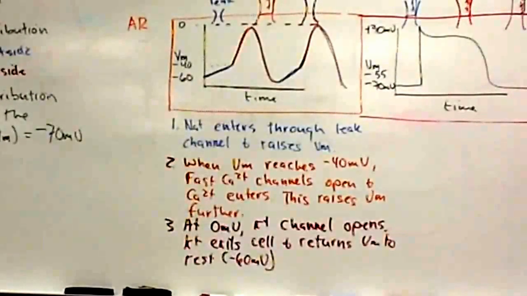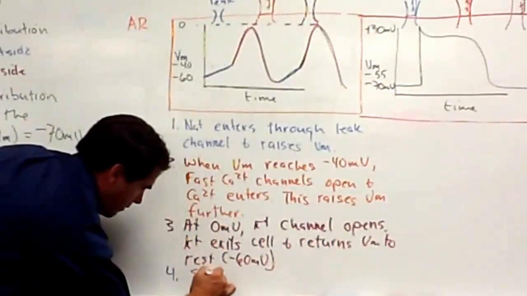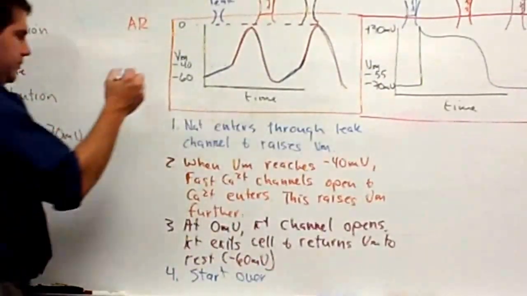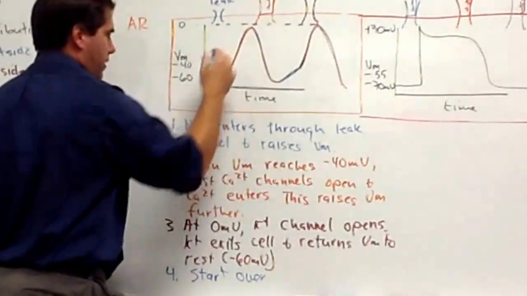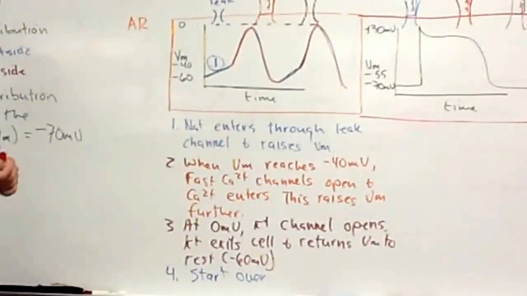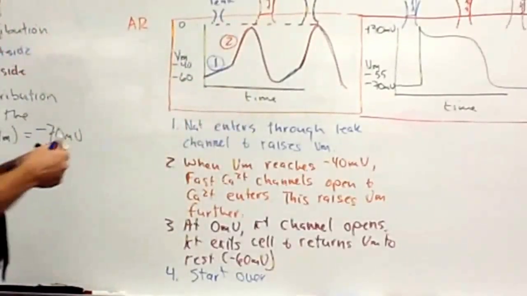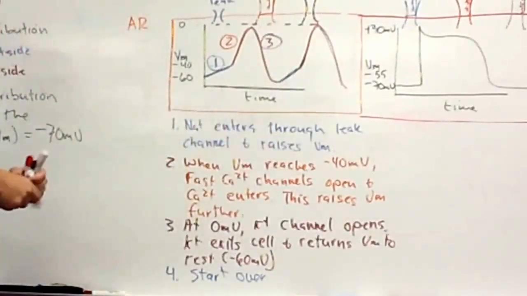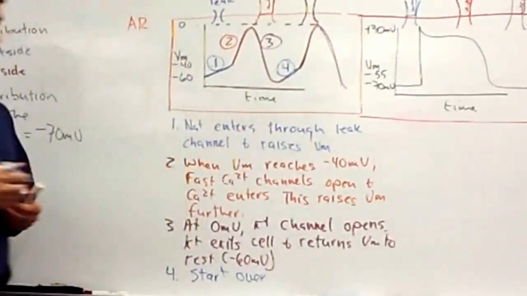And then if we added a fourth step, the fourth step would be start over. So if we were lining up this number to what's happening here, this is step 1. This is step 2. This is step 3. And this is step 4. Start all over.